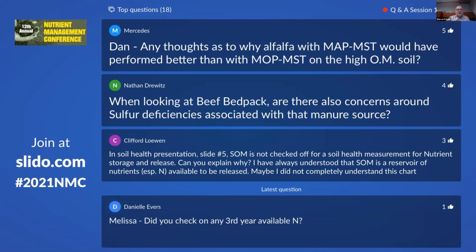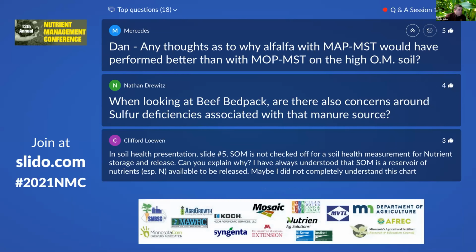Very good. And then Dan, if you'd continue on and talk a little bit about alfalfa and sulfur sources in high organic matter soils. This one deals with a few of the sources we've been looking at with these MST products, because we've been testing a couple of products that are either blended with MAP or 11-52-0, or with MOP, which is potash. That's the one we used in the study that I showed.